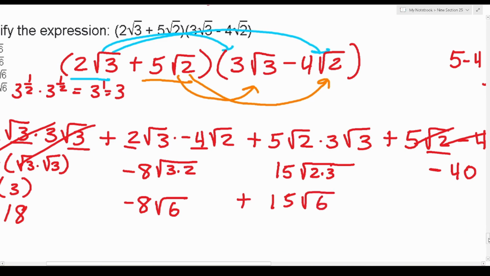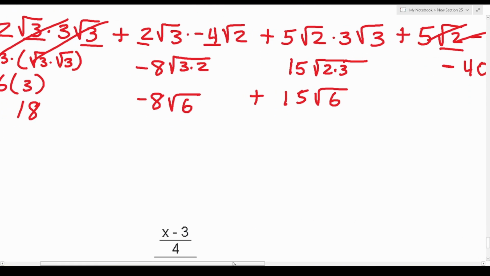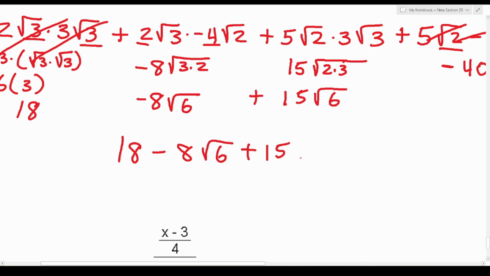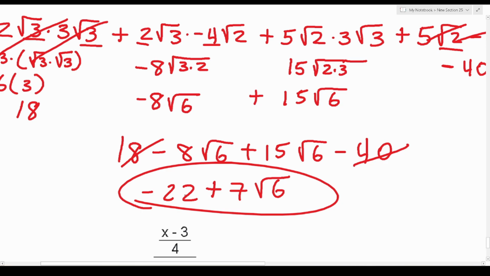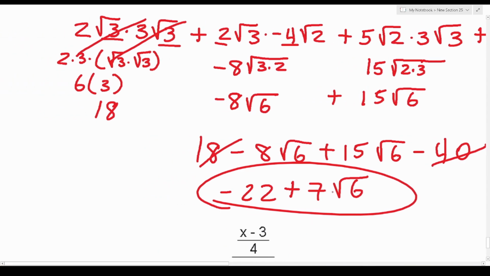Okay? So let's clean this up a little bit. And radicals are pretty hard to deal with. That's probably the hardest thing you'll see on the ASVAB if you even see it. So this becomes 18 minus 8 square root 6 plus 15 square root 6 minus 40. All right, let's combine our like terms. Negative 40 plus 18 is negative 22. So that's taken care of. Then we have 15 radical 6 minus 8 radical 6, which is going to be plus 7 radical 6. So this one's simplified as negative 22 plus 7 radical 6.